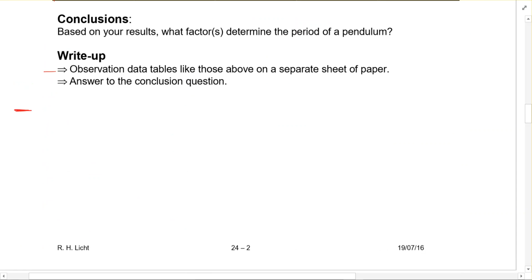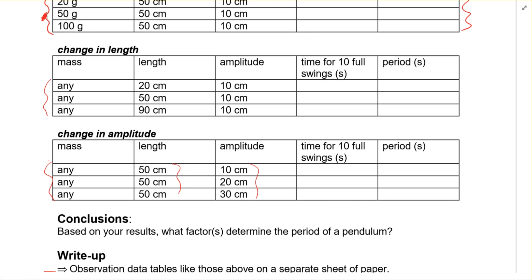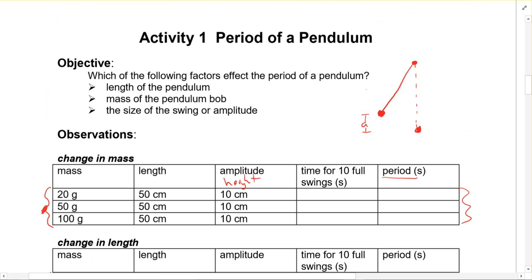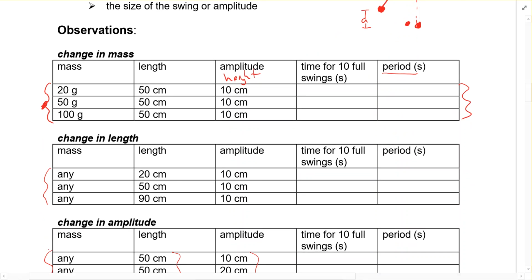The other thing that didn't matter that you might not have realized was the amplitude. No matter how high you drop this thing from, it's always going to be the same period. Doesn't matter. You could just move it a little bit to the left. That's going to take just as long to make one full swing as it would if you pulled it up here, which is kind of counterintuitive.